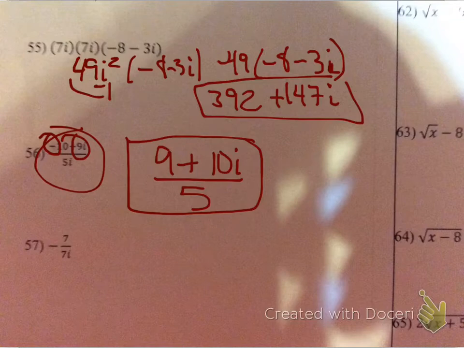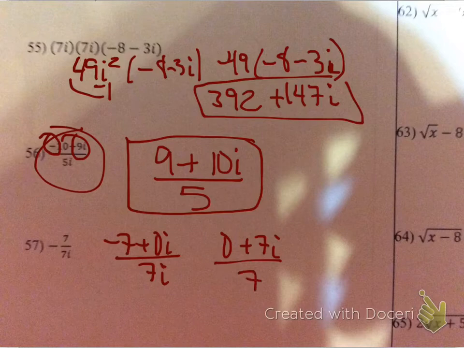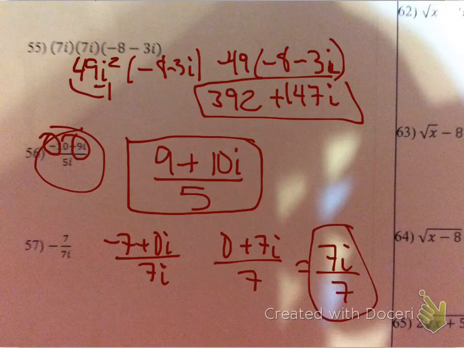On this one, that's like saying it's negative 7 plus 0i over 7i. So if you did the same principle, switch, you would have 0 plus 7i over 7, which is just 7i over 7. So you can see here how the i moved up and changed the sign. That's a shortcut there, and that's a couple of different ways you can look at it. I can explain it in different ways if you want, you just need to ask.